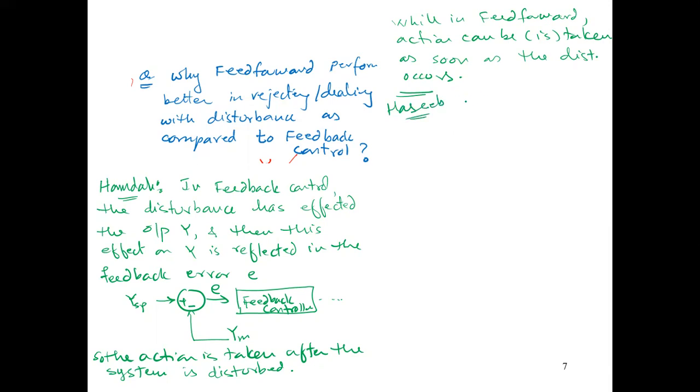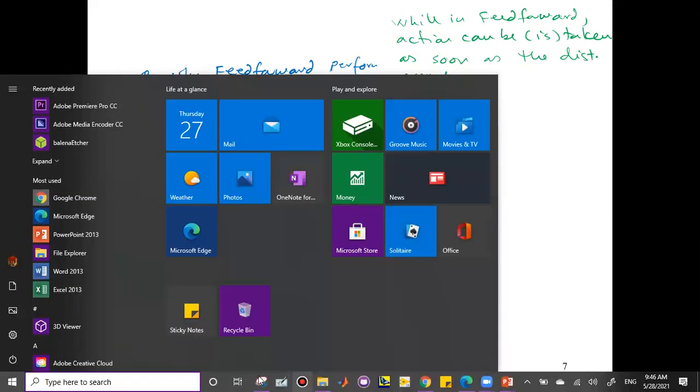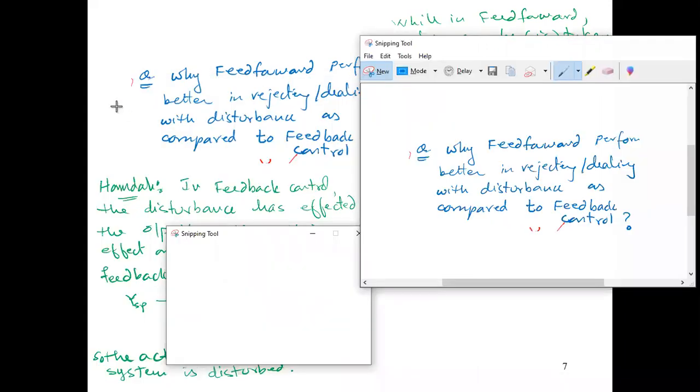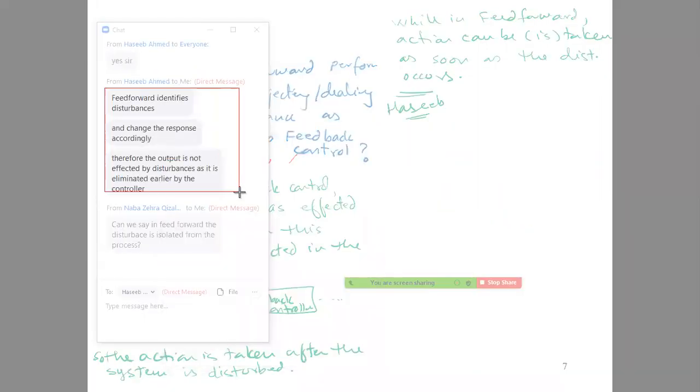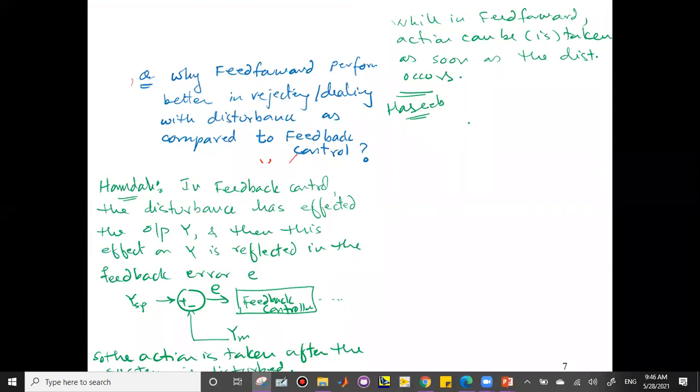Steve says the feed forward identifies the disturbance and changes the response accordingly. Therefore, the output is not affected by the disturbance as it is eliminated earlier by the controller. Okay, very good. So I will take a snap of this as it is and put it there. Okay.